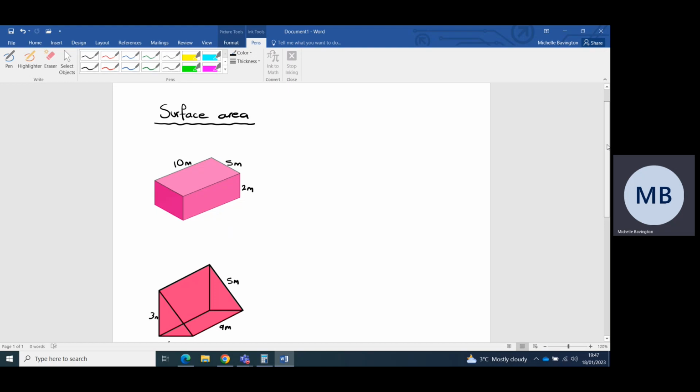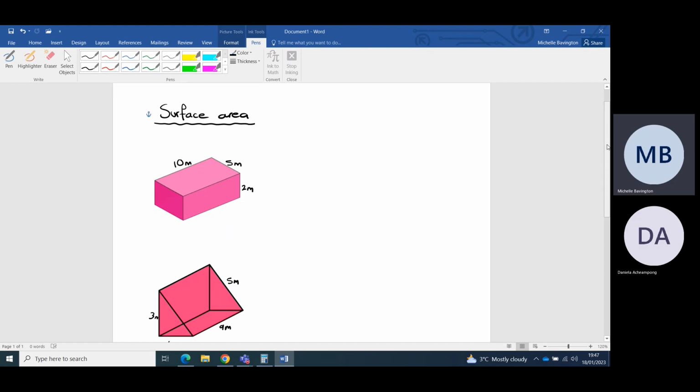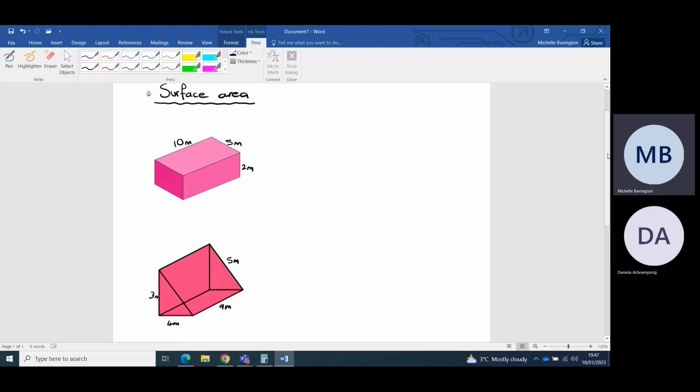We're going to look at surface area. Now, we've already looked at this on a previous video, so please check that one out first. And now we're going to do different shapes apart from a cube and a cuboid. I'm going to start with a cuboid, just to refresh, okay? But please make sure you watch that first video.